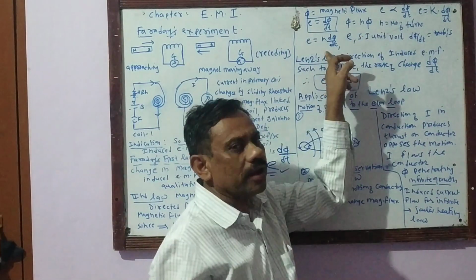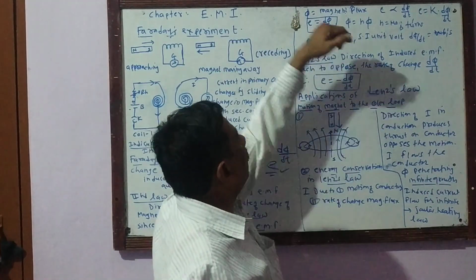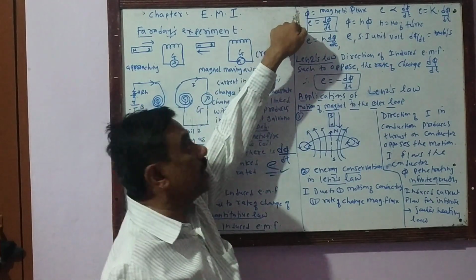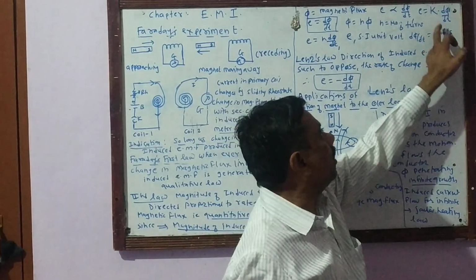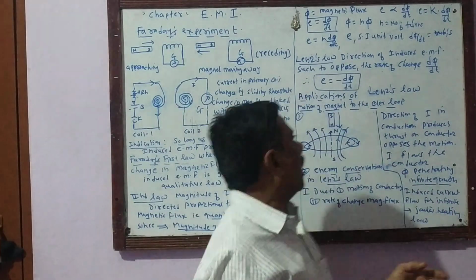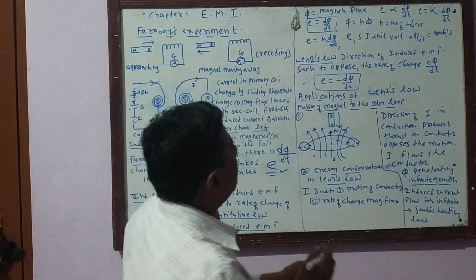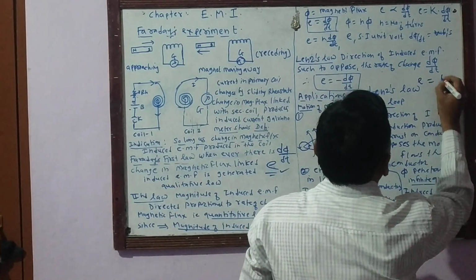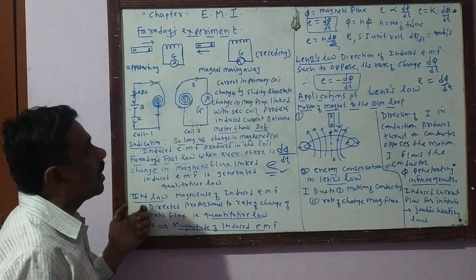And putting this value where n is constant, therefore E is equal to n times d phi by dt, where E is the induced EMF, which is measured in volts, and d phi by dt is measured in Weber per second, because the unit of magnetic flux is Weber. Therefore E is equal to d phi by dt is the mathematical statement of Faraday's second law.